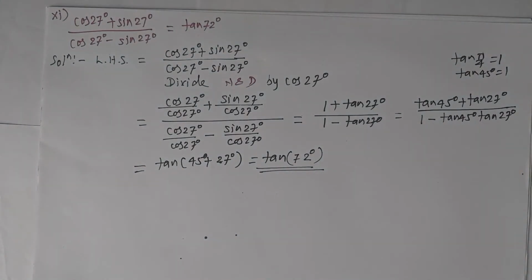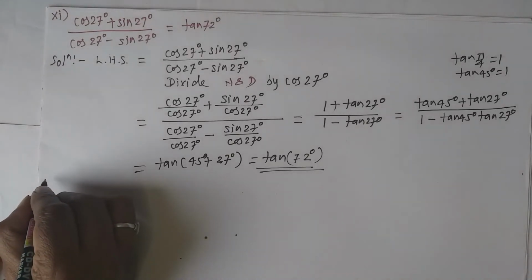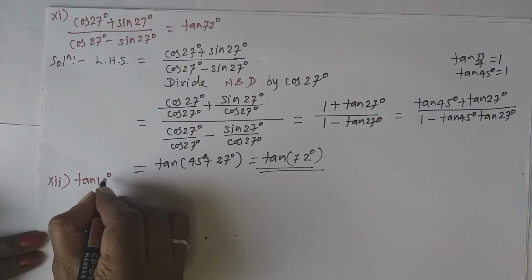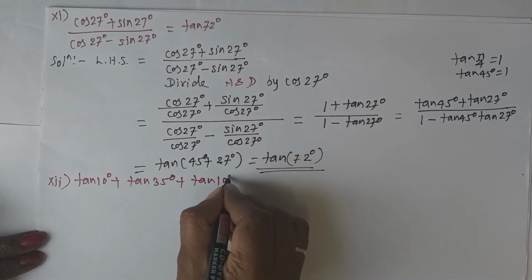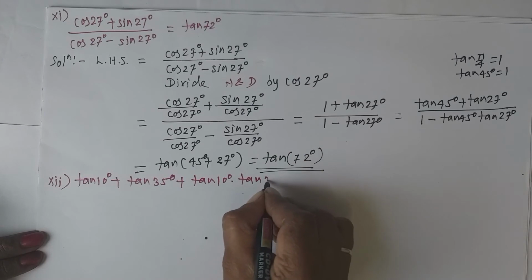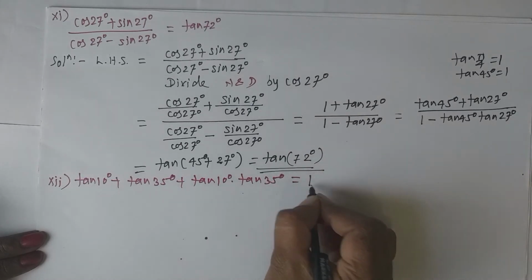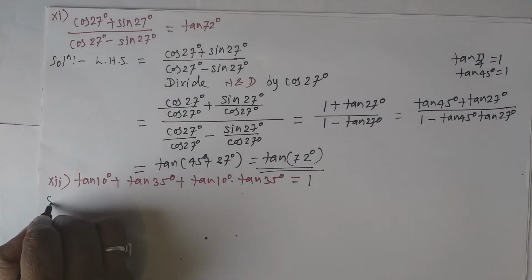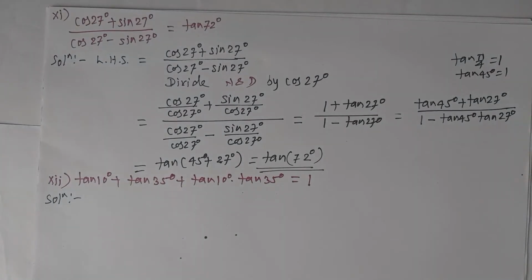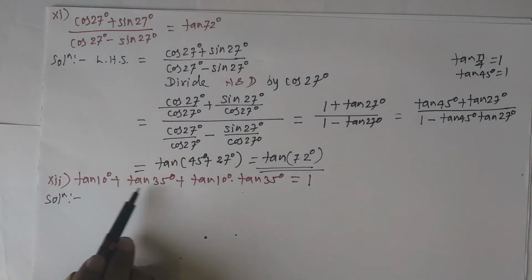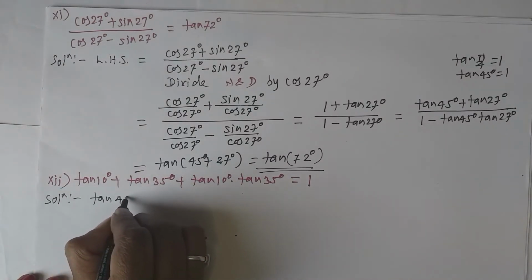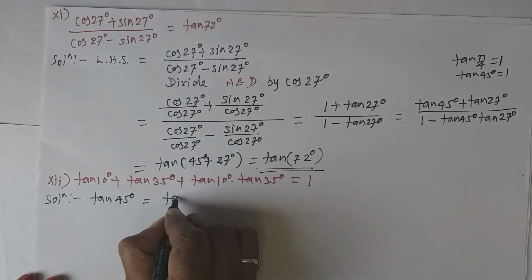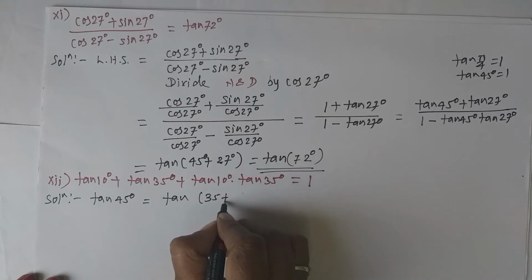In this way, it is very easy if you remember a few formulae. Okay, let's see the next. Tan 10 degree plus tan 35 degree plus tan 10 degree into tan 35 degree is equal to 1. Again in the solution, see the addition of these angles, 35 plus 10, it is 45 degree. Okay, this 45 degree angle I can split as 35 plus 10.